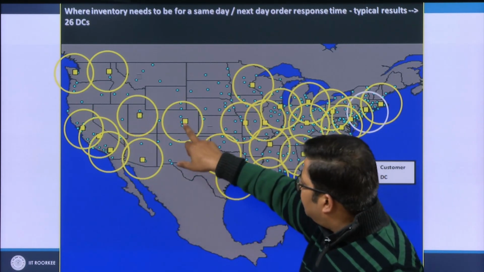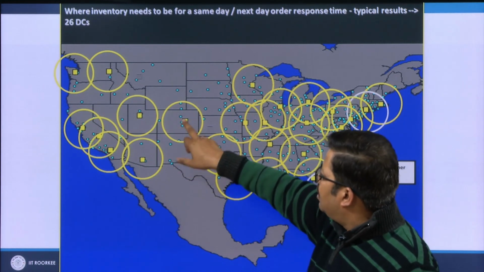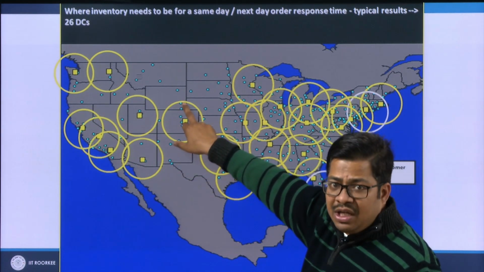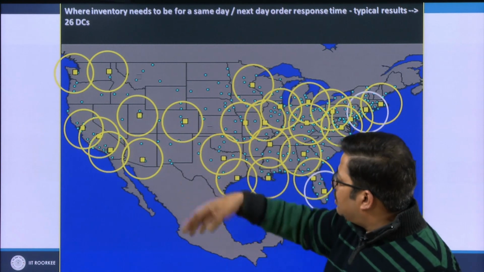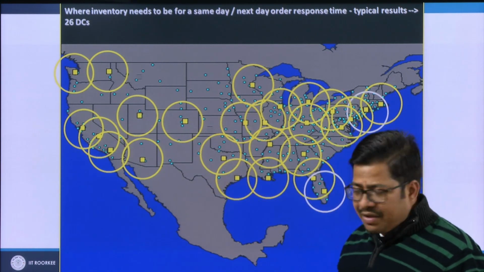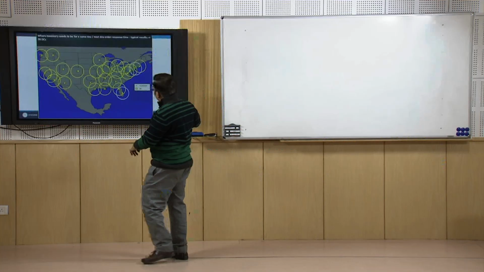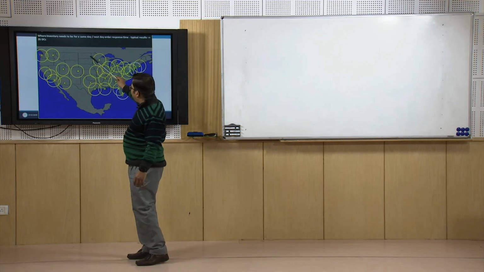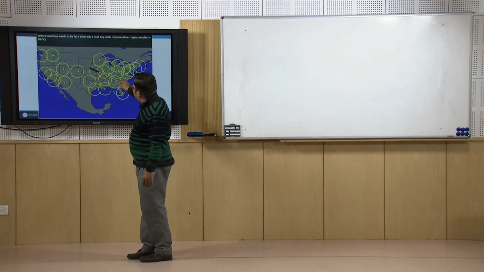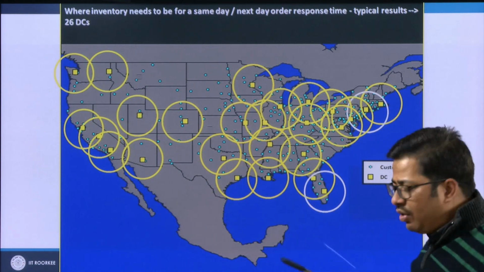In this case those 3 customers are very close, but there are 2 customers which are on the periphery of this circle. For them order may be supplied next day. There are few customers which are not part of any of the circles. For these customers order may come after 1 day, all day.